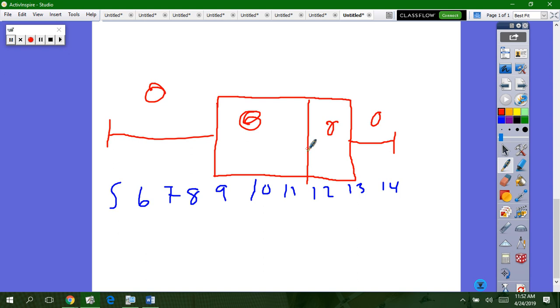Notice 11.5 to 13, 25% of our data is between 11.5 and 13. 25% of our data is from a 13 to a 14. That means there's a lot of those. I've actually seen a box and whisker where the median and the max and quartile 3 were all the same number, because that had a lot of those specific data points, right? Does that make sense to everybody? Okay, is everybody with me on that?